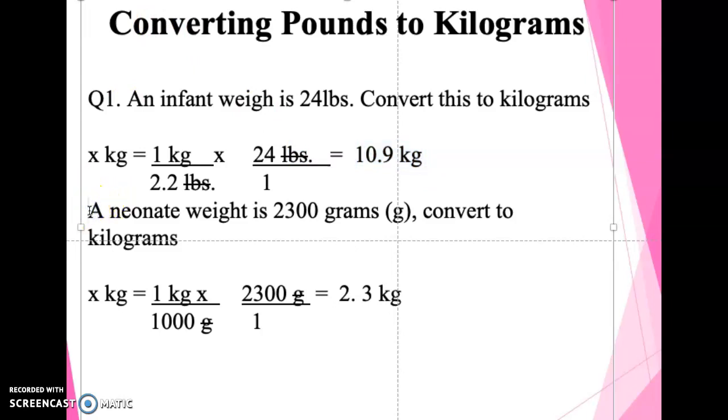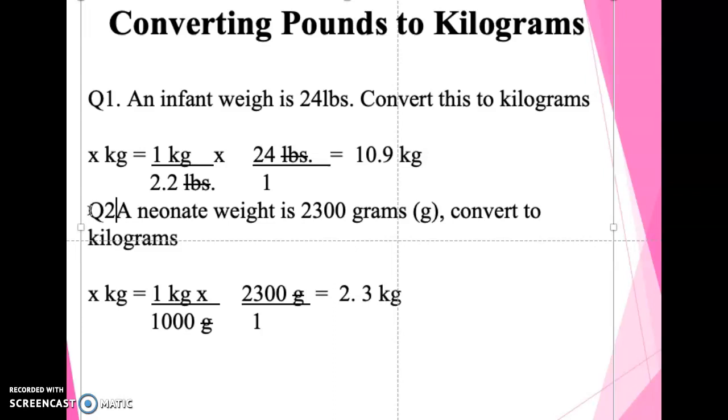Now we have question number 2. A neonate weighs 2,300 grams. Convert to kilograms. To solve this problem using dimensional analysis again, we set up our equation, isolating the variable that we are looking for. We are looking for X kilograms. We have to know that 1 kilogram is equal to 1,000 grams.